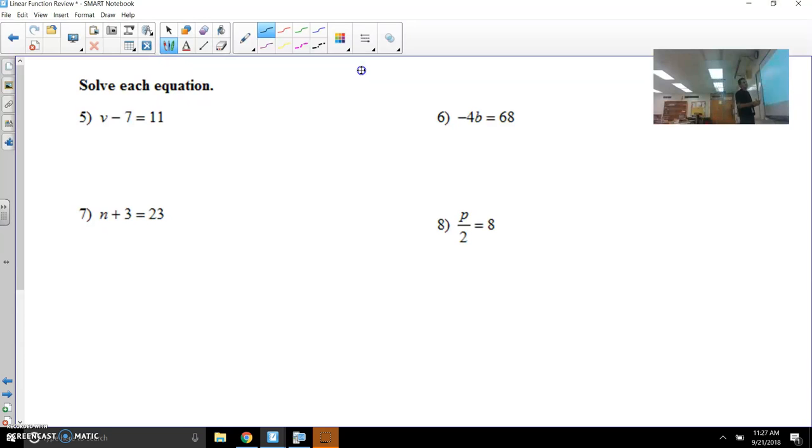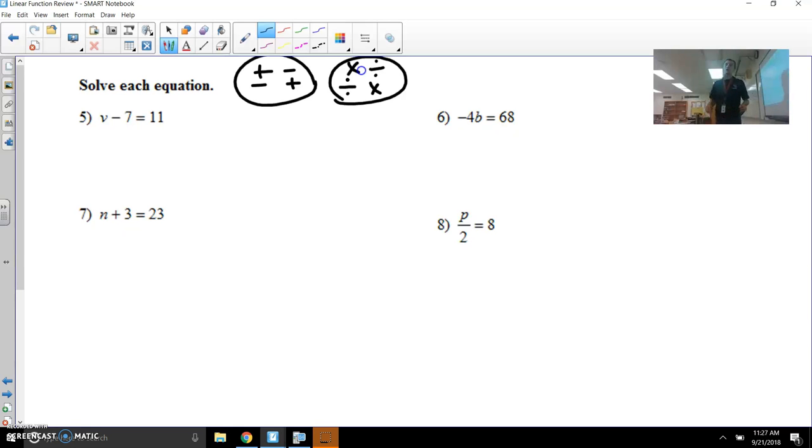You have to know the opposites of all the operations. The opposite of adding is subtracting, and the opposite of subtracting is adding. Those are connected as opposite operations. Multiplication and division are also connected as operations, but you need to know that multiplication really comes in the form of being against a variable. For example, 2x or 4b or something like that.